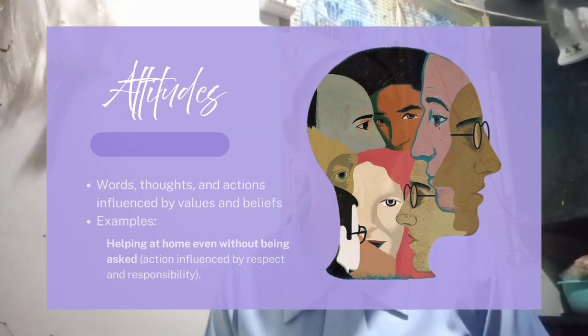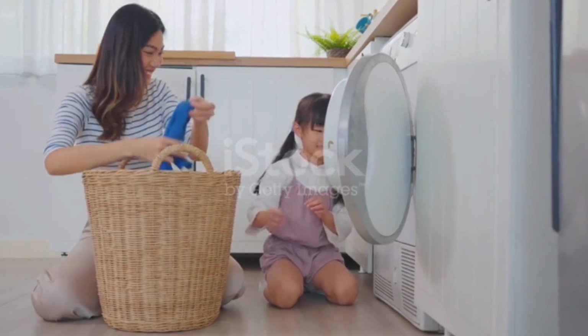Next is attitude. In psychology, attitude is the way a person thinks, feels, and acts based on their values and beliefs. It is like our inner guide that influences our behavior towards people, situations, and things. Here are my own experiences or examples of attitude. First is helping at home without being asked.